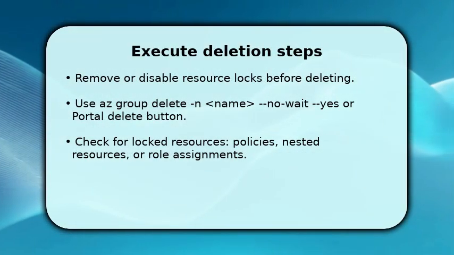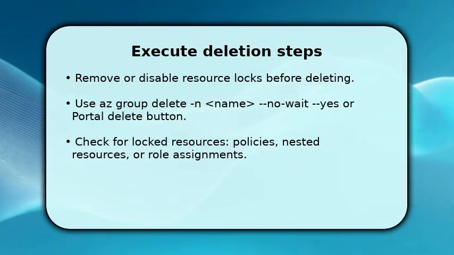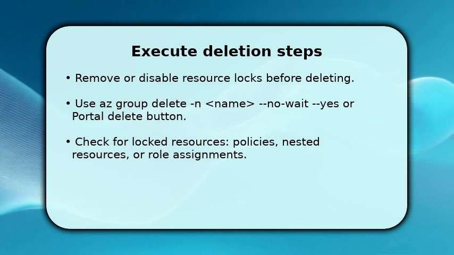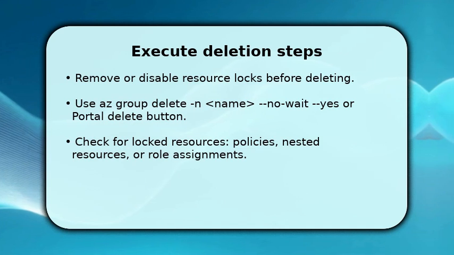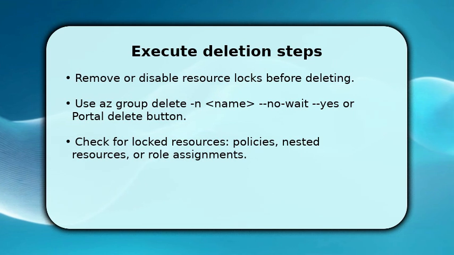Now perform the deletion. In Portal, open the resource group, click Delete Resource Group, type the name, and confirm. In CLI, use az group delete -n MyRG --yes --no-wait to start it immediately. If PowerShell, run Remove-AzResourceGroup -Name MyRG -Force.